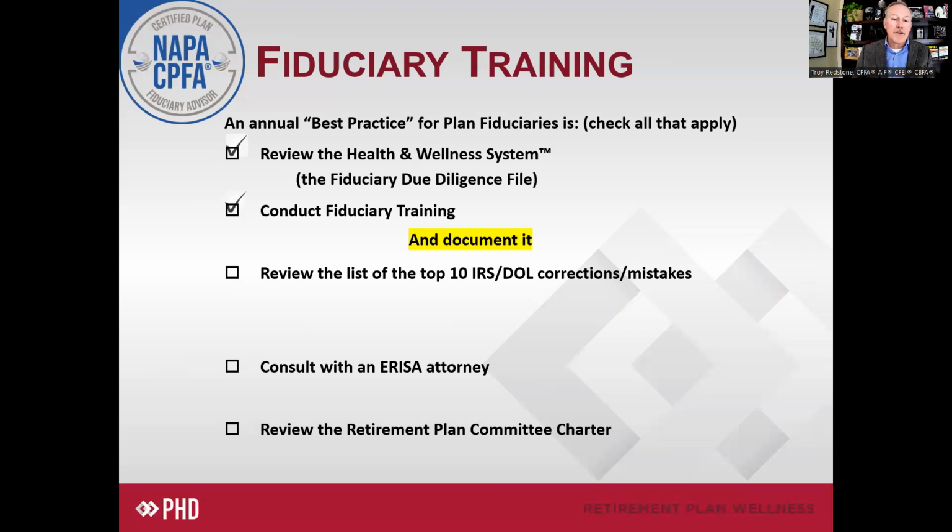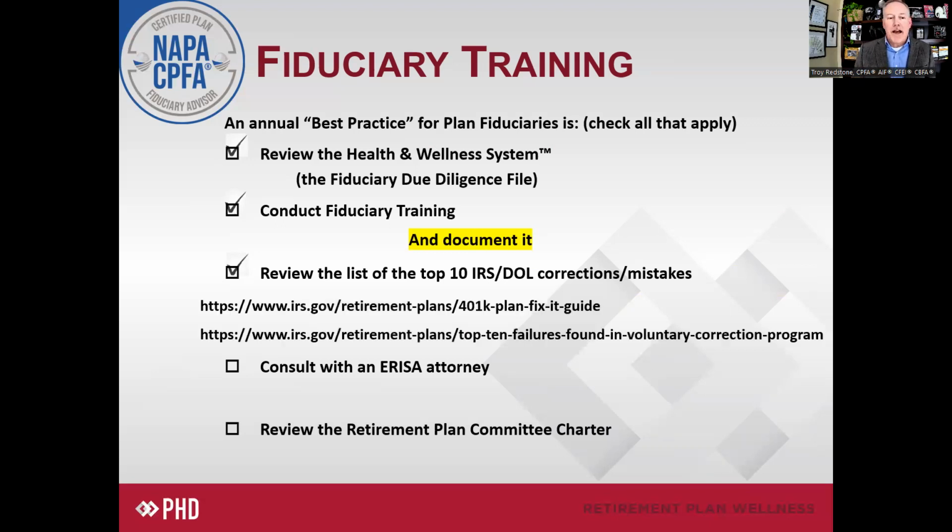What about reviewing the errors that come from the regulators? That's actually considered to be a good practice or a best practice. Every year, the regulators publish a list of the top 10 mistakes that were made. So we can look at those lists. They're actually available online at irs.gov, where the DOL and the IRS publish a list of mistakes that were made. What about consulting with an ERISA attorney? Hopefully not. You only need to do that if errors occur. So I hope that you're not consulting with an ERISA attorney once a year. That would mean that we have lots of errors that need to be corrected.